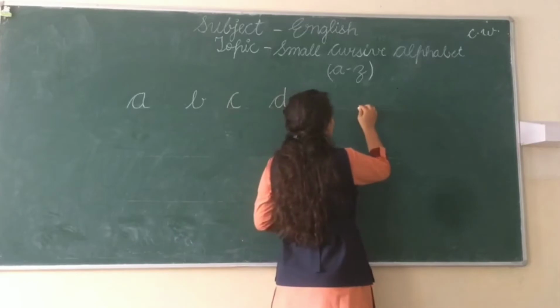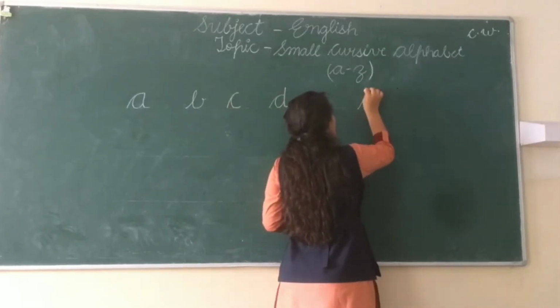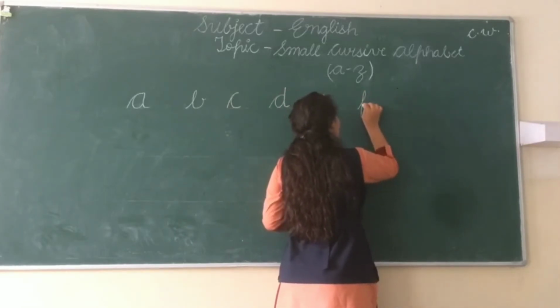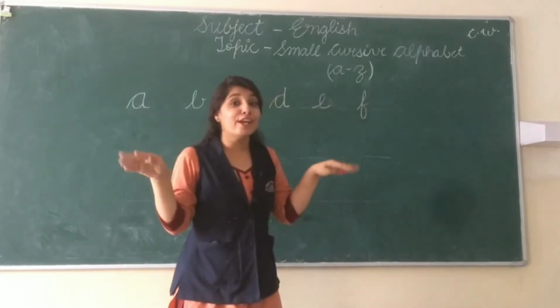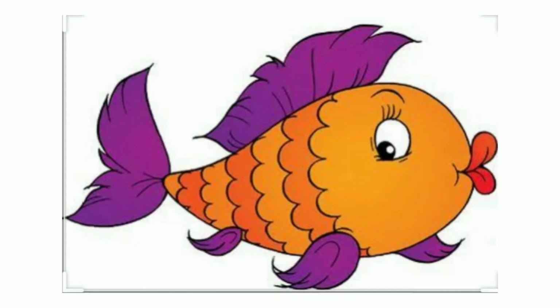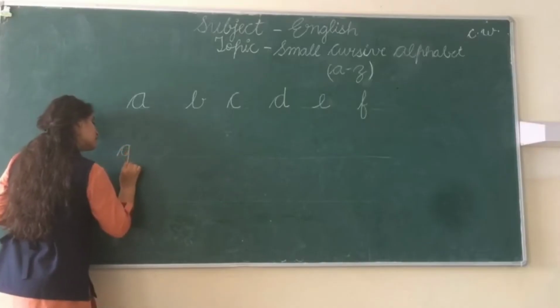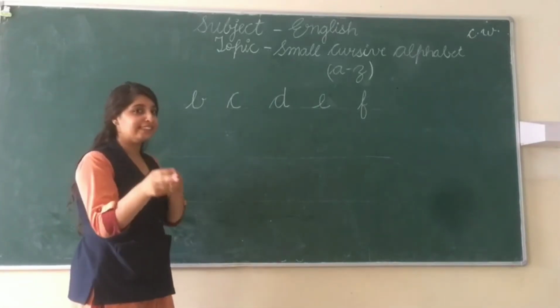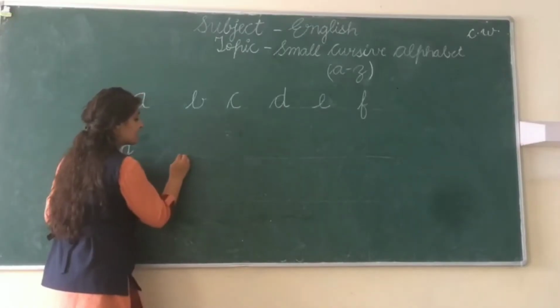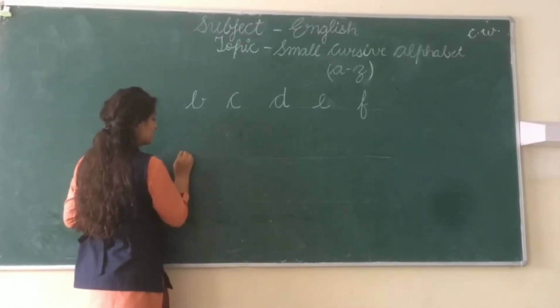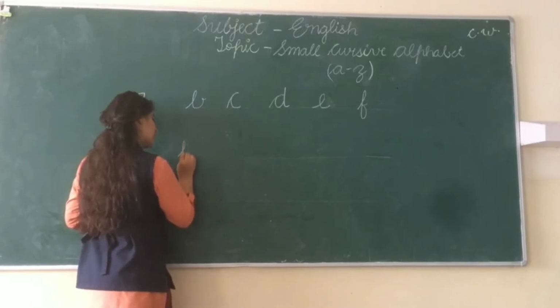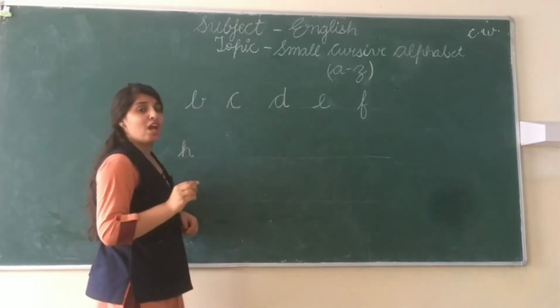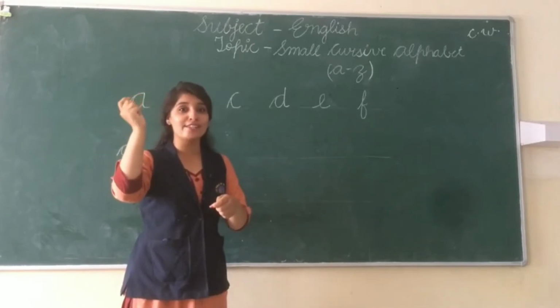Our next alphabet is F. F for fish. G. G for gun. Our next alphabet is H. H for horse.